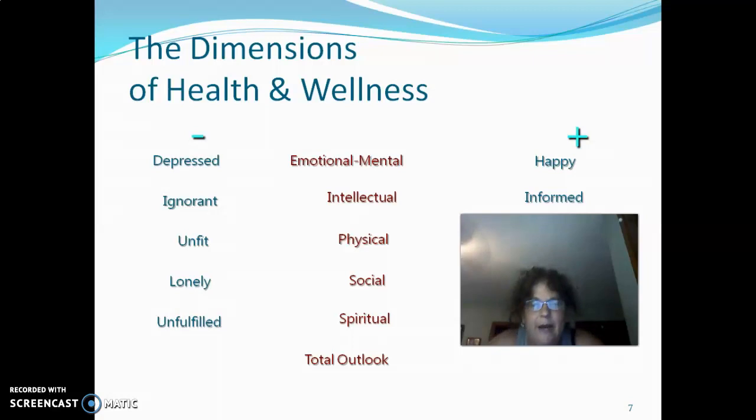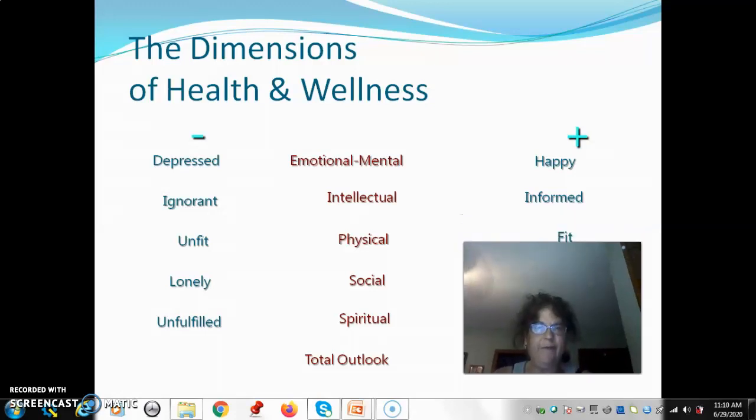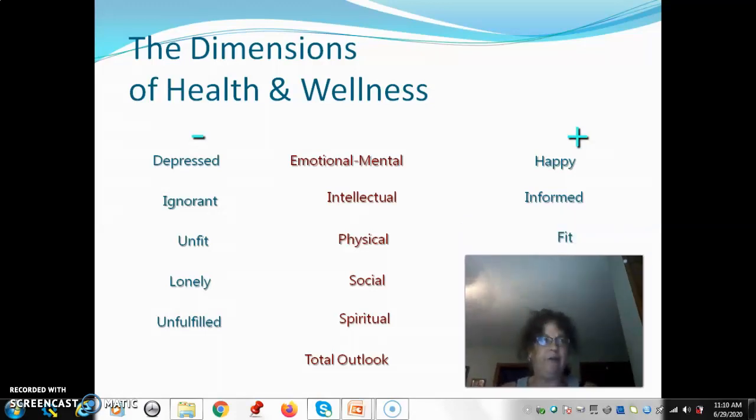Informed on the positive side, intellectual wellness. Am I using information and knowledge in a constructive way to help me with my sense of well-being? Or am I feeling kind of lost and not knowing really what's going on? Physical wellness. Am I feeling fit? Being able to function effectively throughout my day without being fatigued and tired? Or am I feeling unfit? Not being able to go up and down the flight of steps, not being able to break into a sprint and catch a bus.